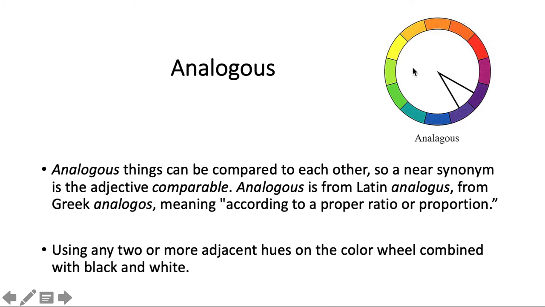So this is one of them, analogous. Any two colors that are next to each other. So you can see using any two adjacent hues. Whenever you see the word hues, just know that's just color, combined with black and white. So it's a variation of the values of those two colors.